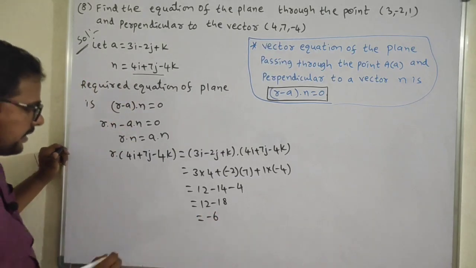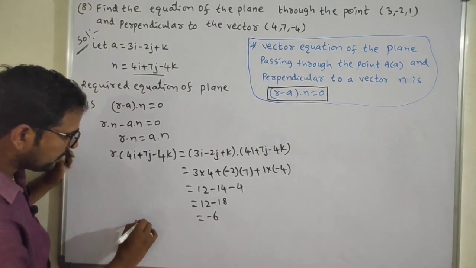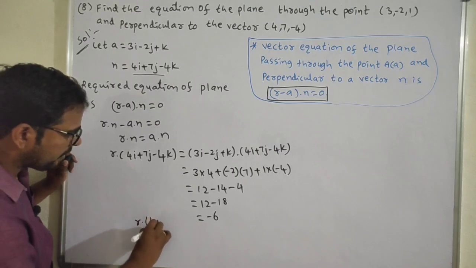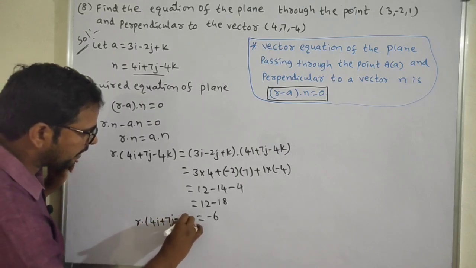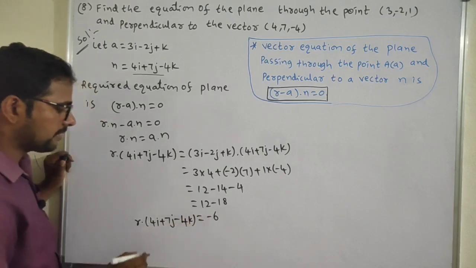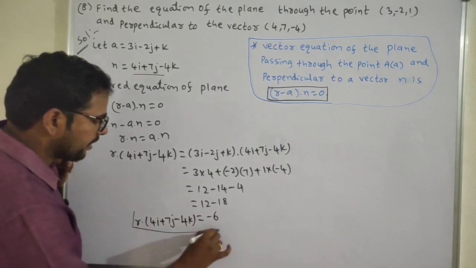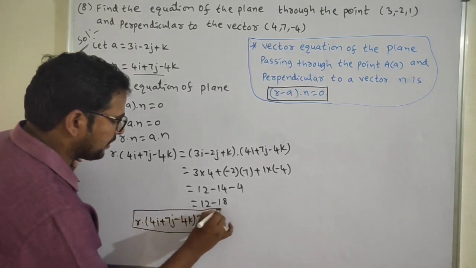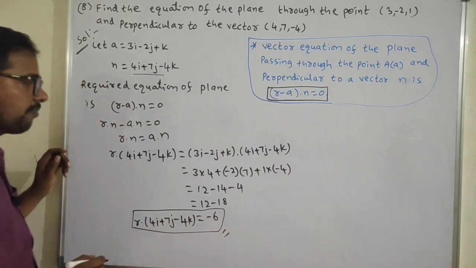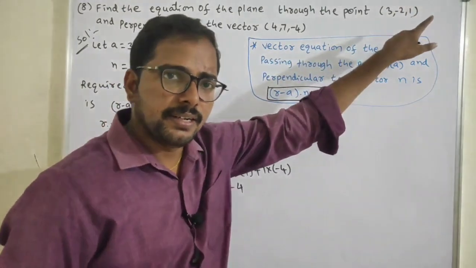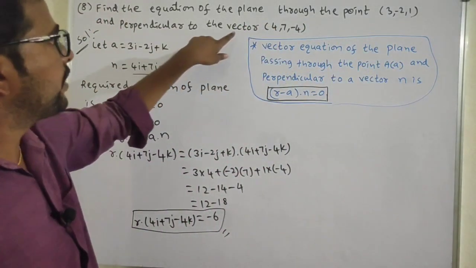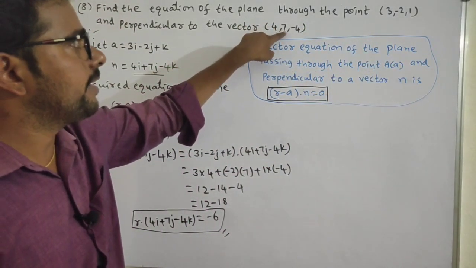So r dot 4i plus 7j minus 4k is equal to minus 6. This is the required equation of the plane which is passing through 3, minus 2, 1 and perpendicular to the vector 4, 7, minus 4.